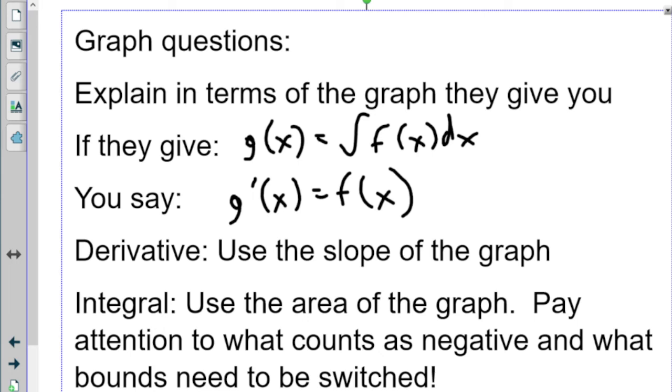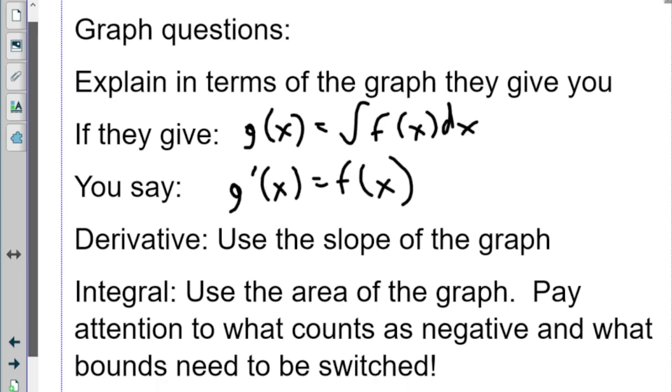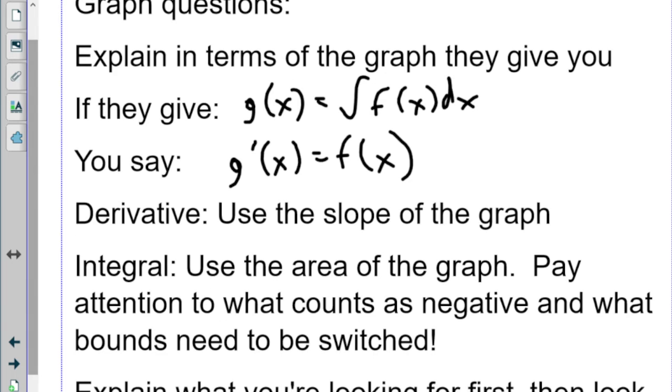If you want derivative, use your slope. Integral, use your area. Pay attention to what counts as negative and what bounds need to be switched. If you find your integral from 2 to 0, change it from 0 to 2, switch your signs. Areas under the x-axis should count as negative. But derivatives, you're looking at the slope of the graph. If you want the integral of the graph or antiderivative of the graph, use areas.